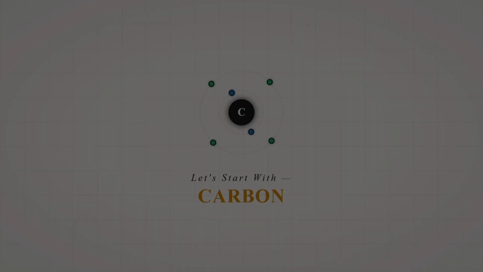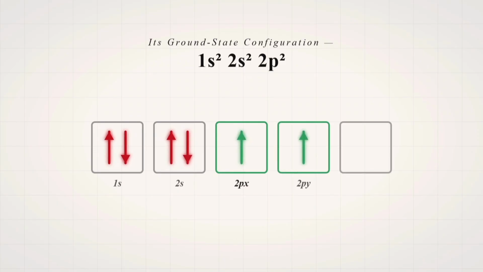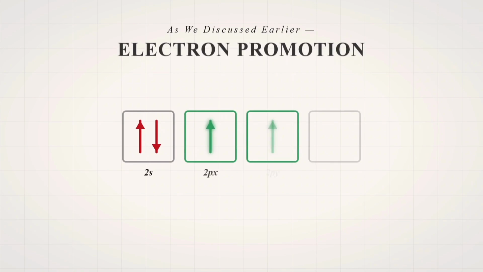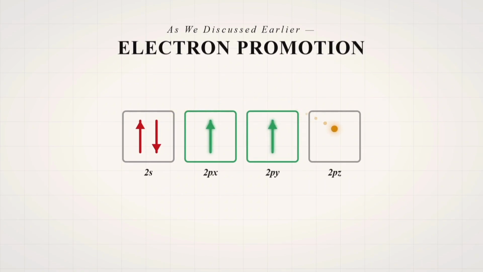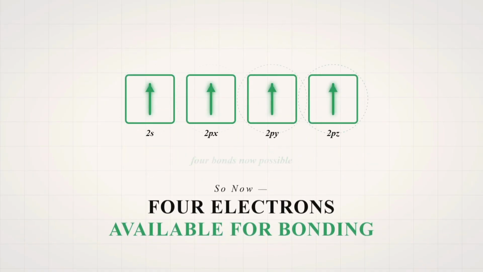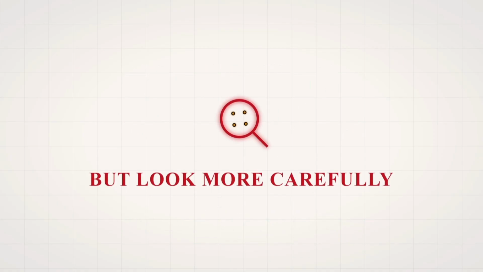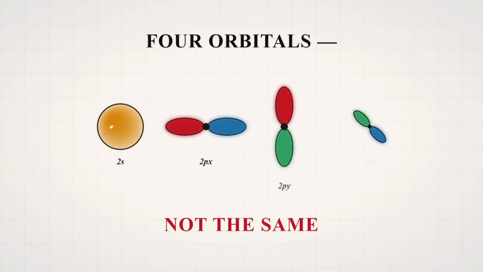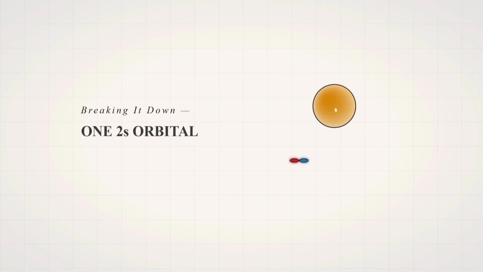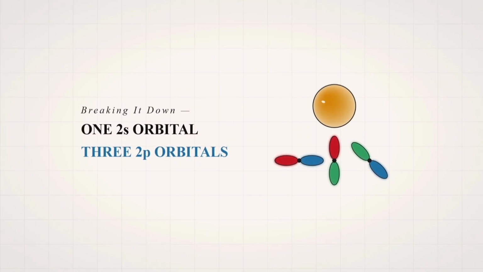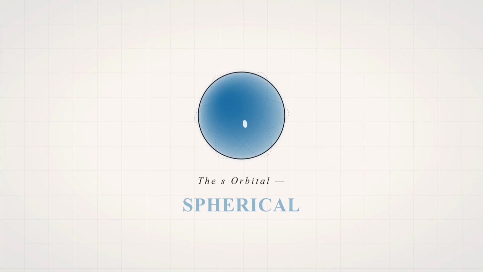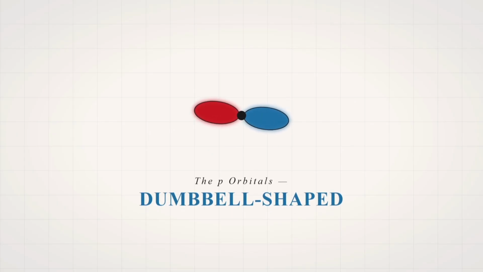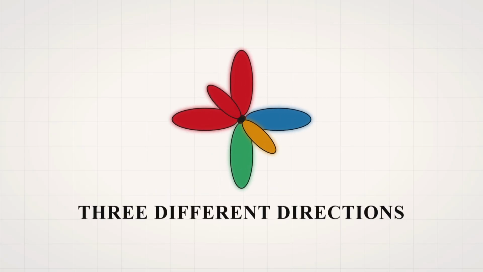Let's start with carbon. Its ground state electronic configuration is 1s2, 2s2, 2p2. And as we discussed earlier, electron promotion gives carbon four singly occupied orbitals, 2s1, 2p3. So now carbon has four electrons available for bonding. Sounds perfect. But look more carefully. Those four orbitals aren't the same. We have one 2s orbital and three 2p orbitals. The s orbital is spherical, the p orbitals are dumbbell-shaped, and they point in three different directions.